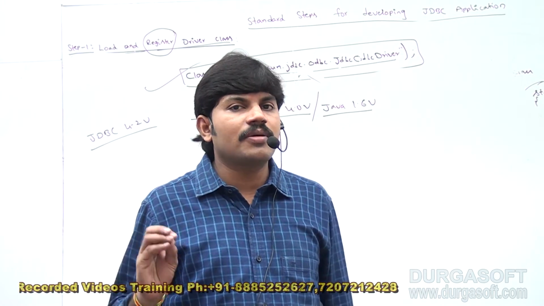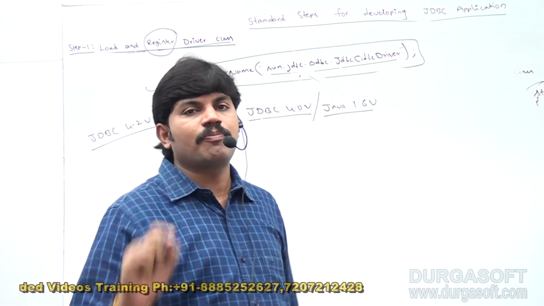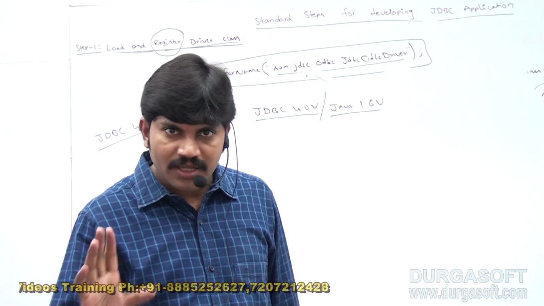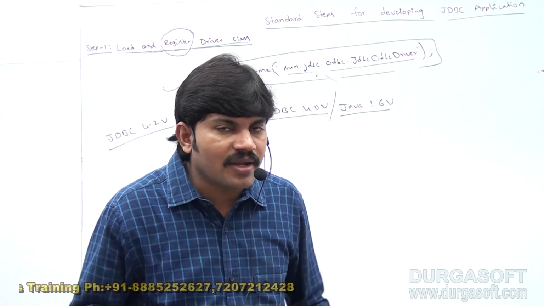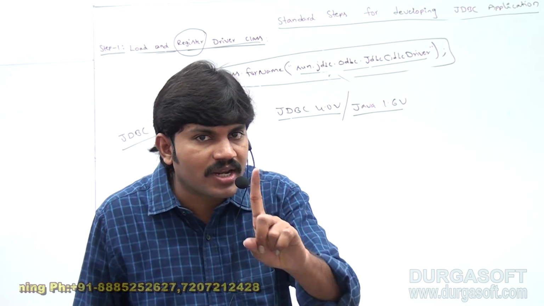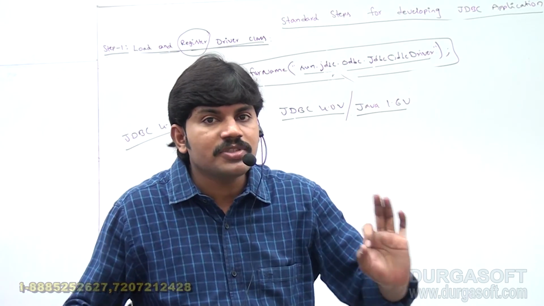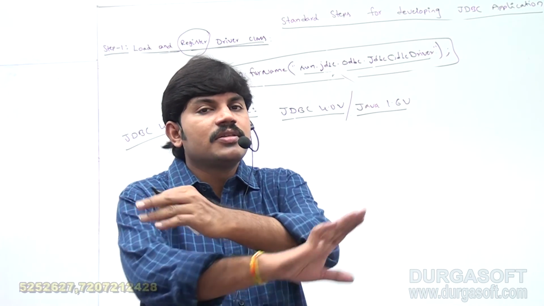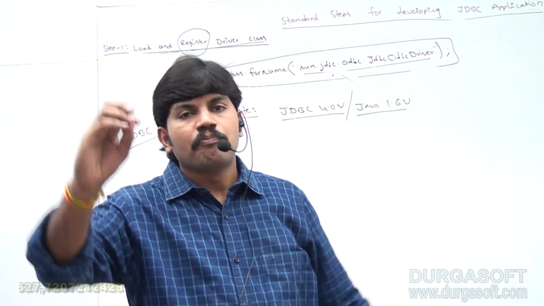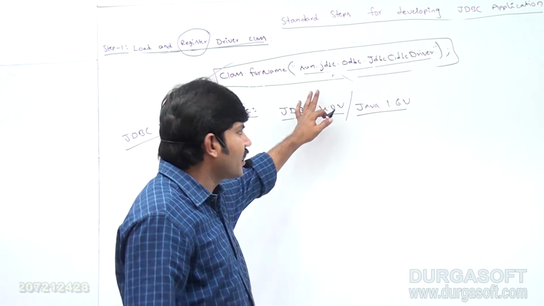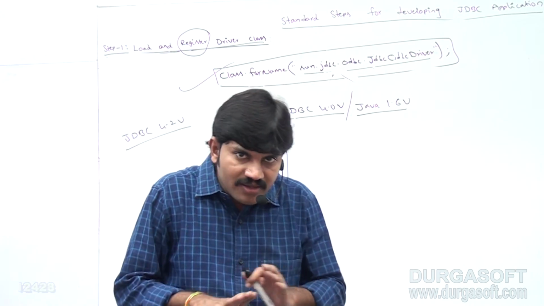So as part of JDBC development, what is our first step? Load and register driver class. How many lines are required? Only one line, Class dot forName of the driver class name. But from JDBC 4.0 version onward, this step is also not required, because the JVM will load the driver class automatically. Clear for all of you, right?